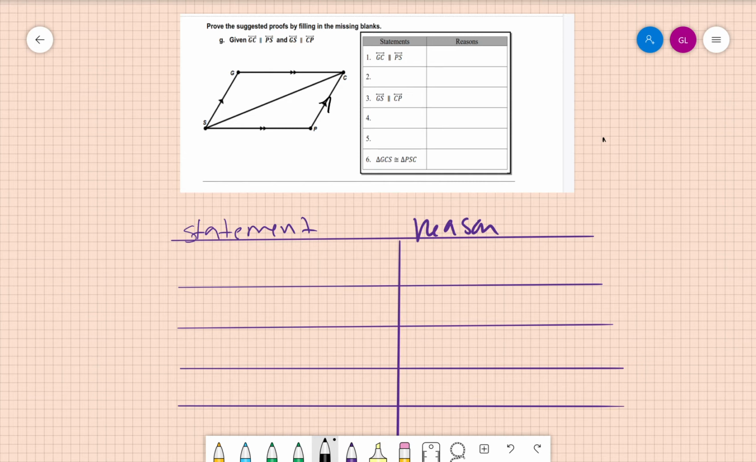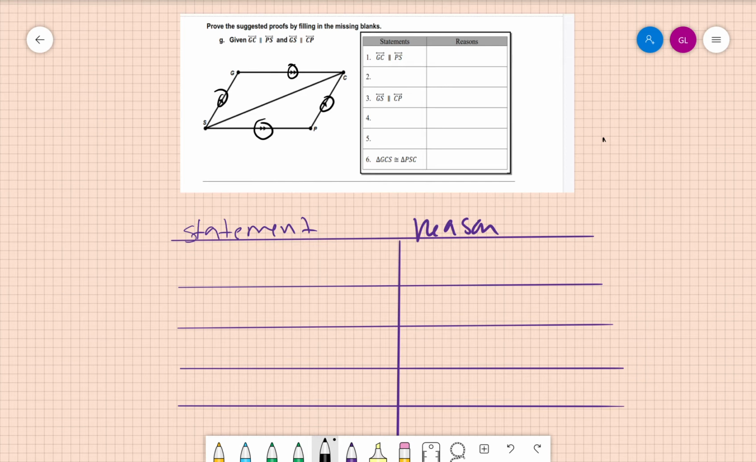So it's given to us. They tell us that line GC is parallel to line PS, and that's indicated by the double hash marks that we have here and here. That's line GC and line PS. And then we have line GS is also parallel to line CP. And that's indicated by the one arrow that we have on both of those lines. So they told us which two sets of lines are parallel to each other.